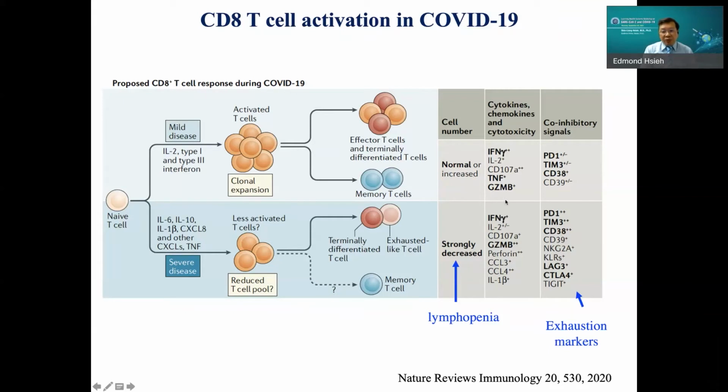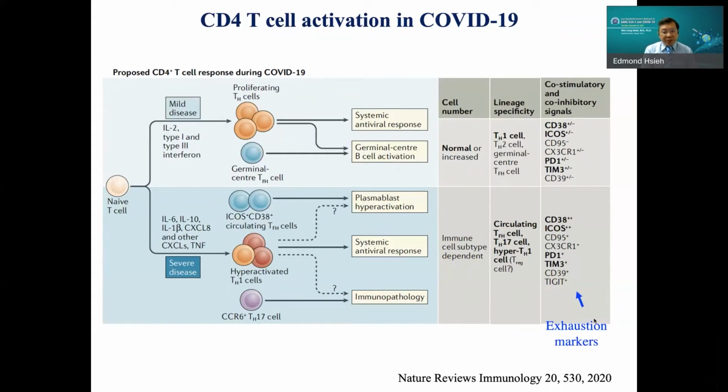In addition, the most obvious feature is the expression of co-inhibitory signals. In severe symptoms, you will find an abundance of exhaustion markers expressed on the T cells, including PD-1, TIM3, CD38, LAG3, and CTLA4. So it's quite obvious that in strongly activated T cells, or in severe COVID-19 patients, the T cells are overactivated and become exhausted. So the T cells are not effective in inhibiting virus infection. And what happened to CD4?